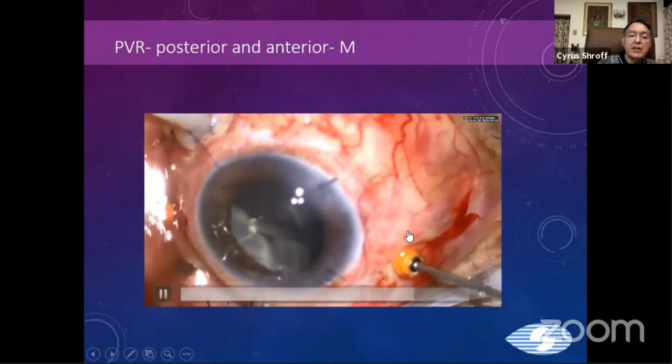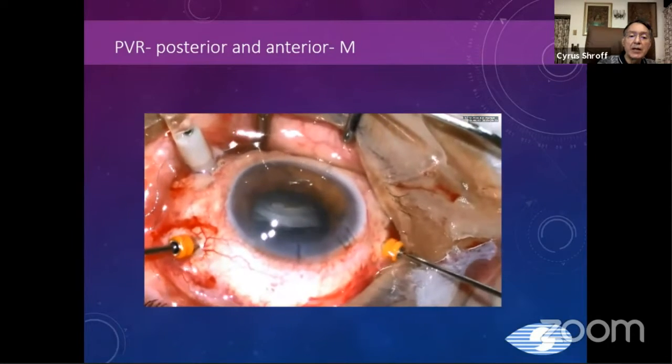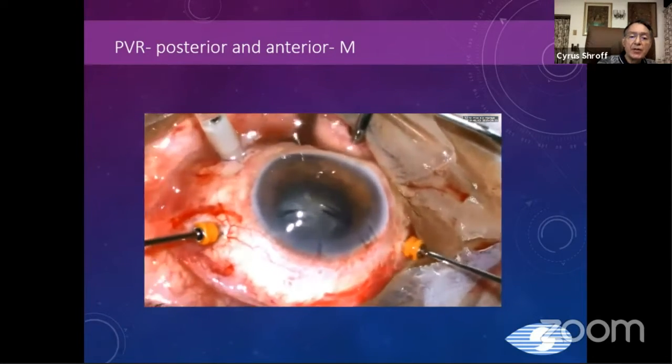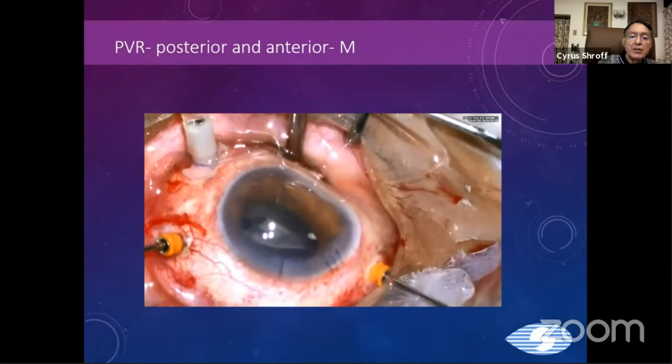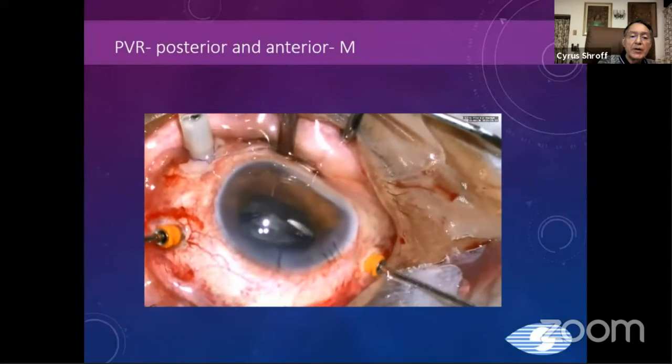And once the entire retina is made mobile and the anterior loop is also relieved, we go ahead with the fluid air exchange.